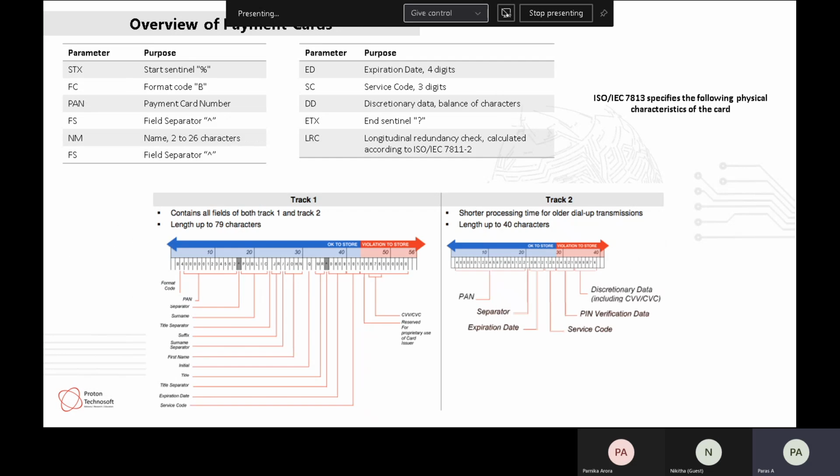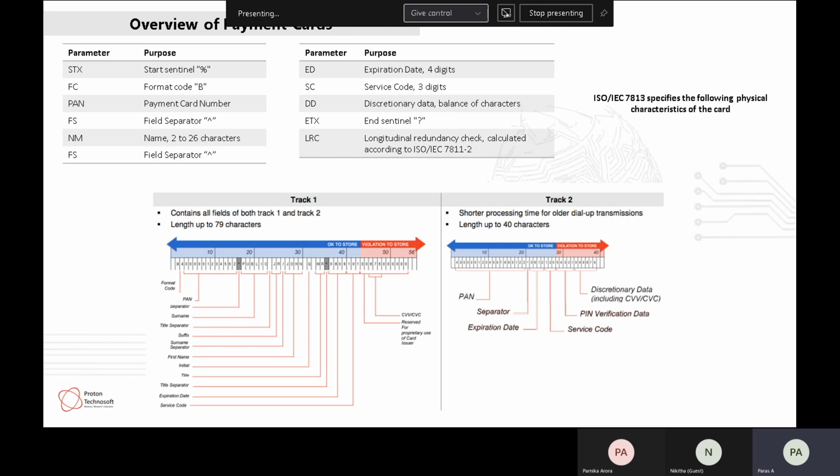Now, from a track 1 and track 2 perspective, we have two tracks. One is track 1, which is 79 characters in length, and we have track 2, which is 40 characters in length. Track 1 contains a specific sequence. It starts with a sentinel, typically a percentage sign, which denotes the start of the string. Then we have a format code, a single character, typically B. Then we have the payment card number or account number, a 16 or 15 digit number.